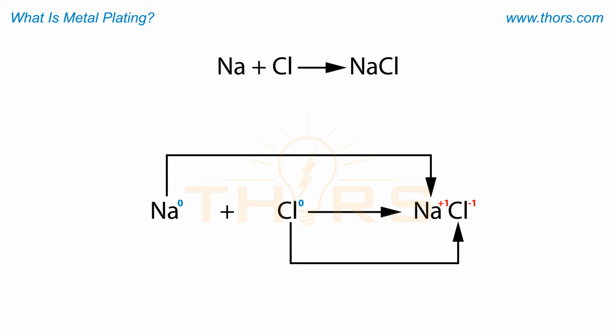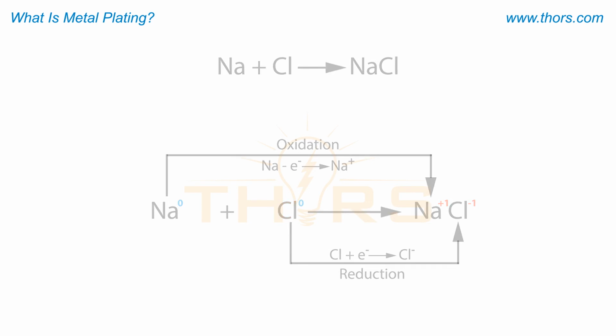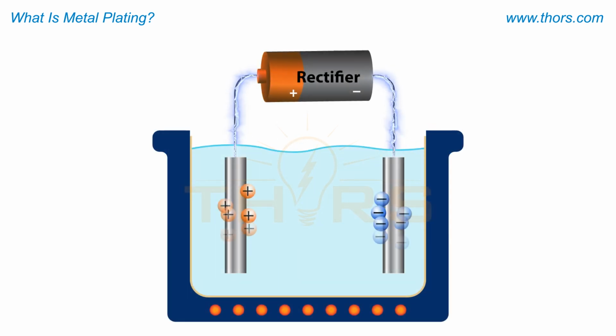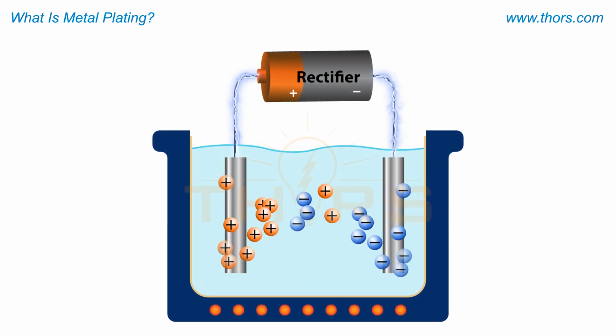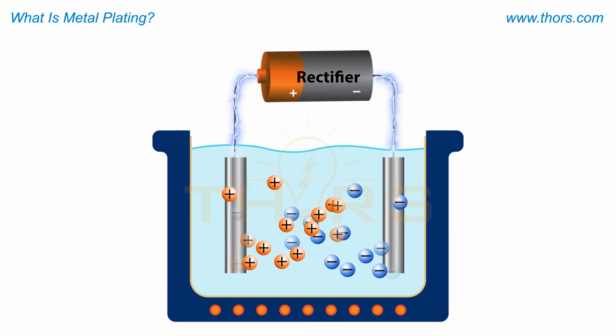In this equation, sodium is oxidized when it loses an electron, becoming a cation as it acquires a positive charge. Chlorine is reduced and becomes an anion when it gains an electron and obtains a negative charge. Oxidation-reduction reactions drive electrolysis and are necessary for most plating processes.